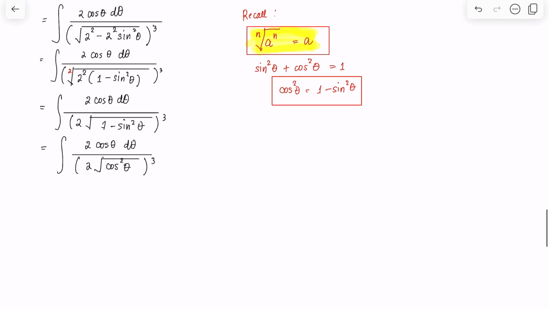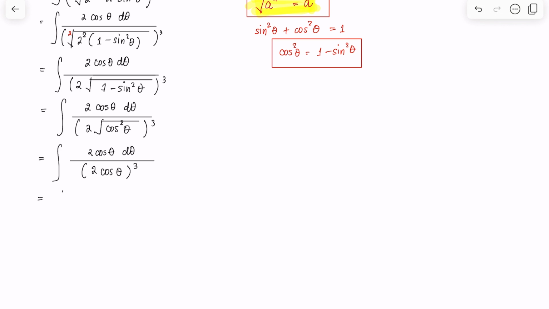So from here, notice that we apply the same thing over here. On the square root of cosine squared theta, you can apply this one: the nth root of a to the n is a. So how does that apply here? That will make the expression equal to 2, and that will just be cosine theta, and then raised to the power of 3.